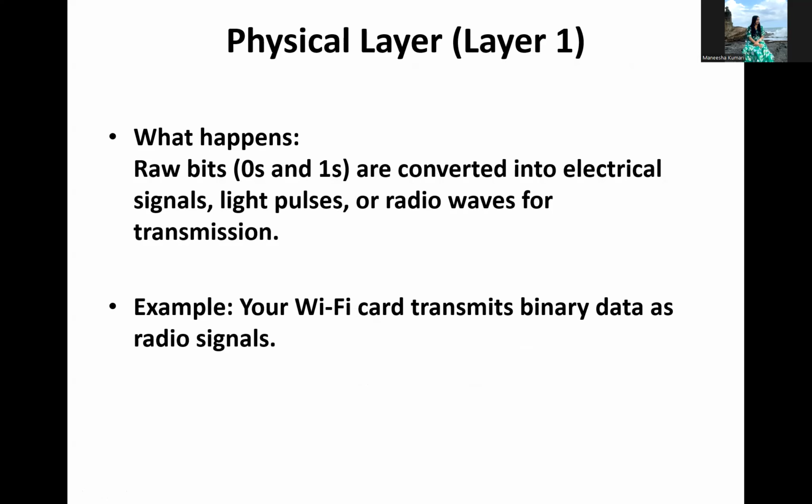So our first and final layer is the physical layer. At the physical layer, our data gets converted into zeros and ones, which is machine understandable. Raw bits 0 and 1 are converted into electrical signals, light pulses, or radio waves for transmission. For example, your Wi-Fi card transmits the binary data as radio signals. So that's all about the 7 layers.